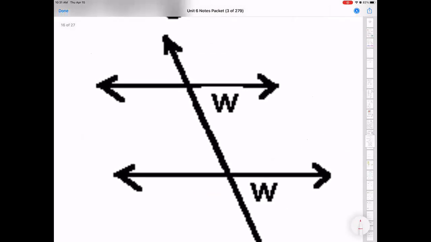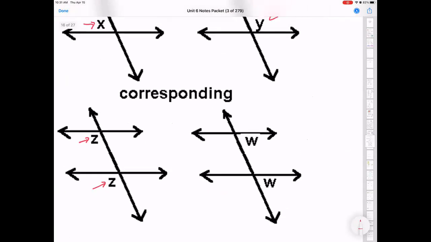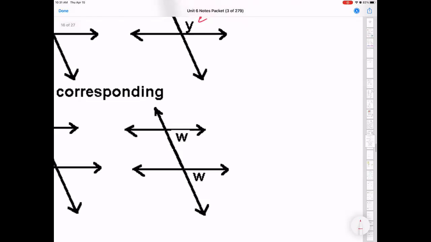You will work with these quite a bit in high school, just FYI. Now, let's say I was to give you two parallel lines. So go ahead and jot this on the side. Two parallel lines.